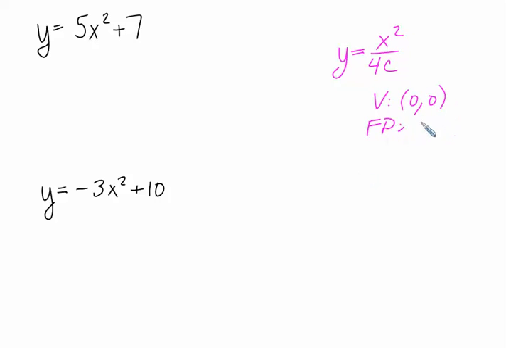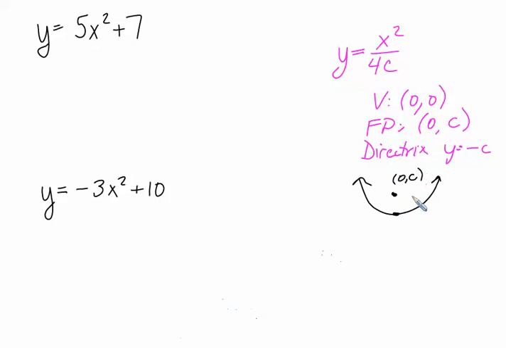It has a focal point at the point (0, c), and it has its directrix at the line y equals -c. So if we gave a very quick sketch of the situation, you have a parabola like this. We have its vertex at the origin. We have a focal point at (0, c), so that the distance from the vertex to the focal point is c. And then we have a horizontal line that is also a distance of c away from the vertex. So the horizontal line would be at y equals -c.